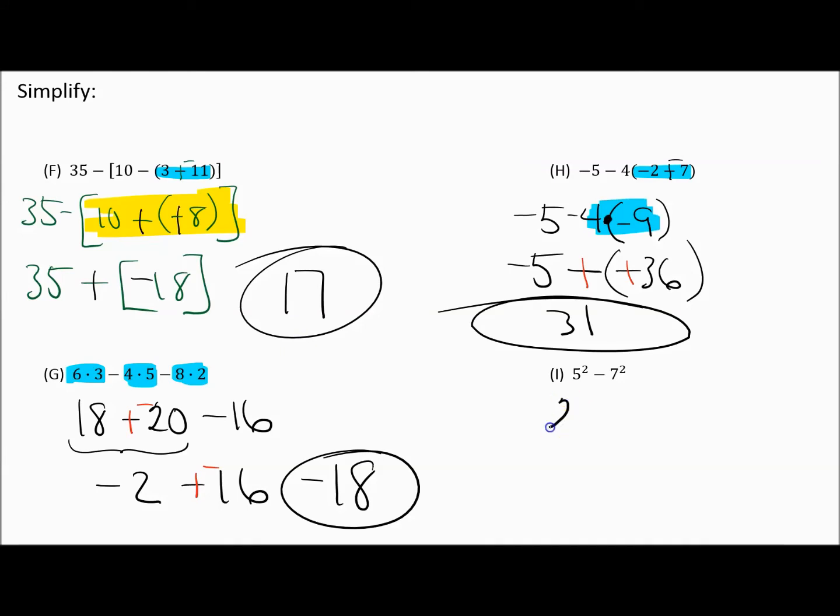5 squared is 25, minus 7 squared is 49. Why did I do the exponents first? Because parentheses, then exponents, then multiplication, division left to right, addition, subtraction left to right. So that's where we are.